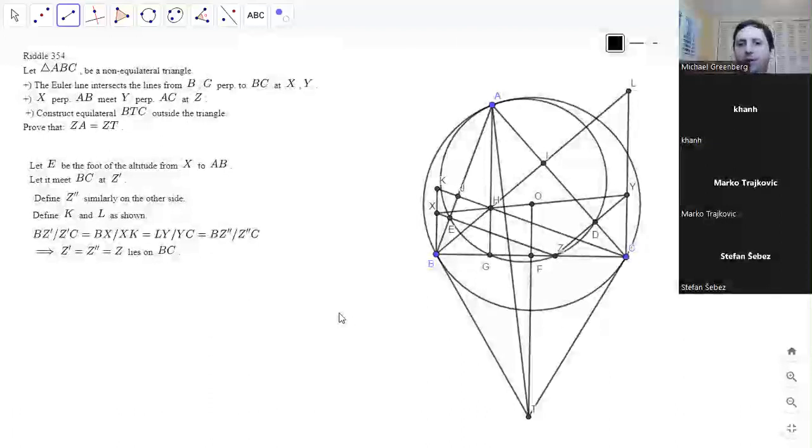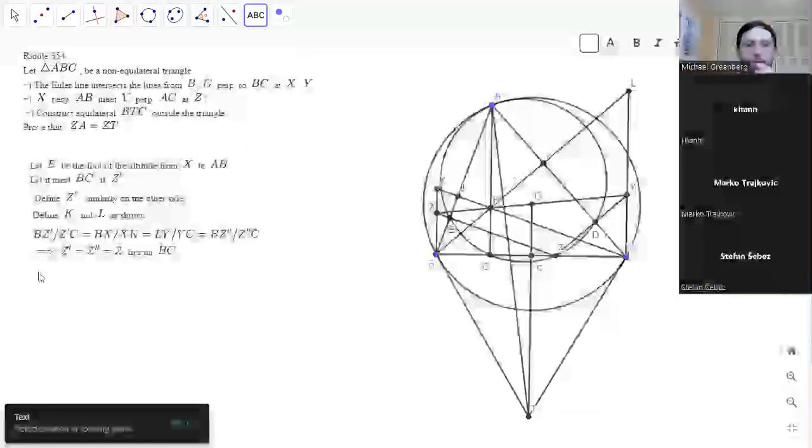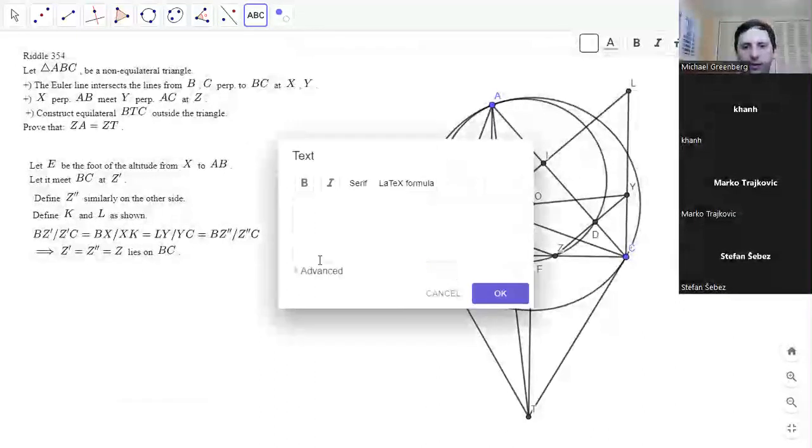Oh, yeah, I see. Because if this is the midpoint of AT, then since this is a right angle, because these are all right angles in this cyclic quad, that would mean by symmetry ZA is equal to ZT. Yeah, I understand it now. So AEZD is cyclic by right angles.